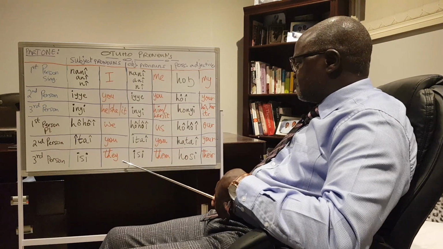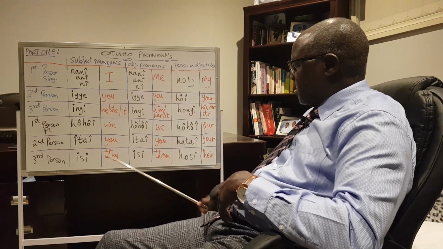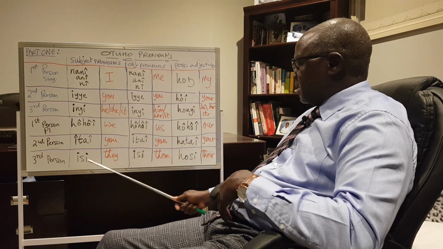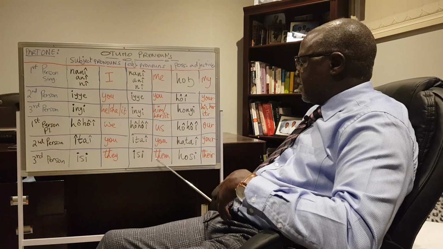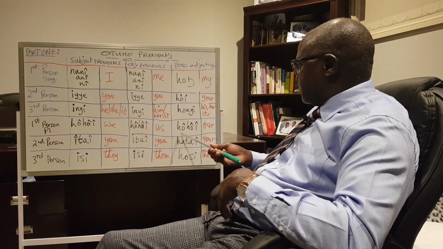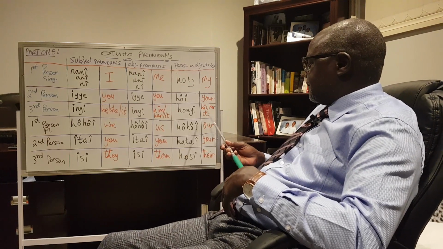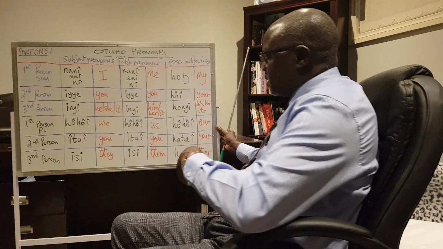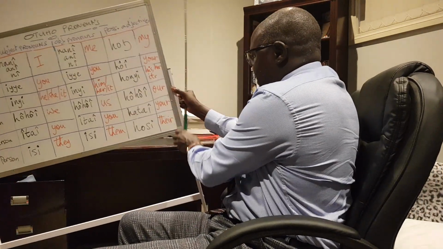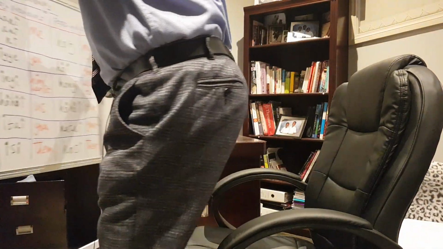So here, in the object pronoun on the third person plural, it is still the same as that one. It is iyye, okay, which is them. So in the possessive adjective, you have hosi. Hosi is there. All right? So I'm going to turn the whiteboard on the other side so that I can continue with the personal pronouns.